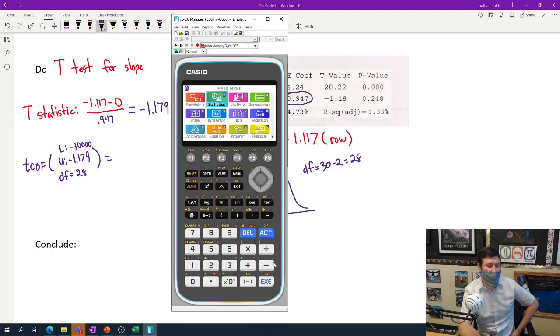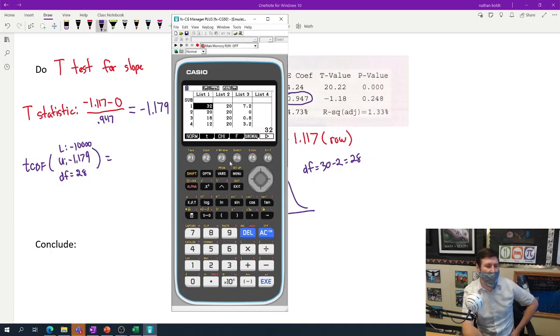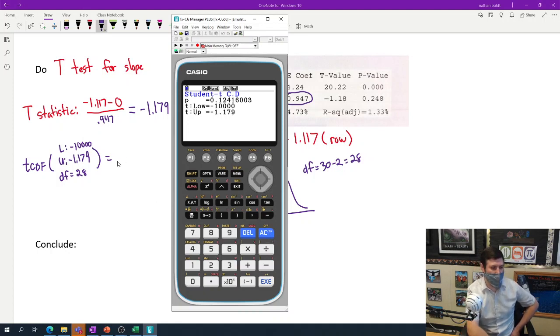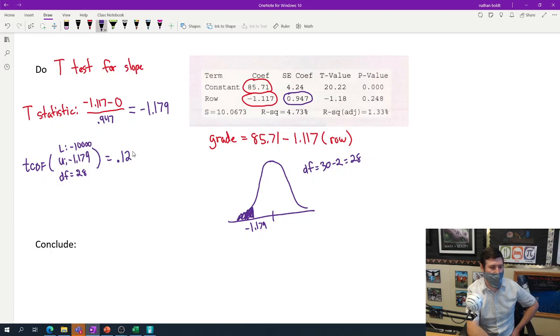Menu, stats, distribution, t-distribution, tcdf, negative 1.179, degrees of freedom, 28, and we get our p-value of 0.124. That's kind of big, isn't it? I didn't have an alpha on this one, did I?